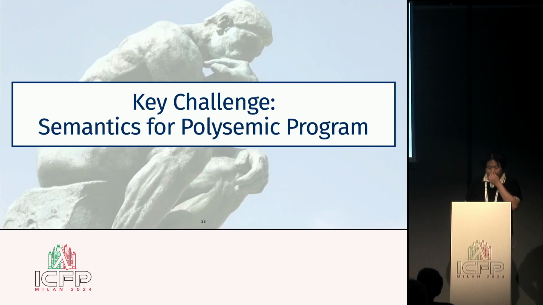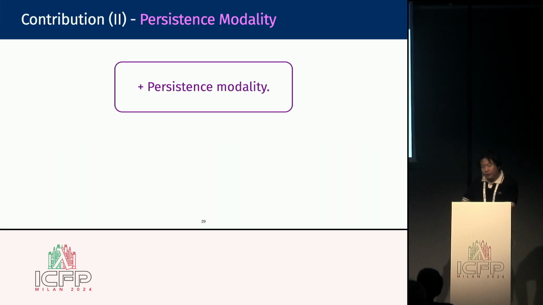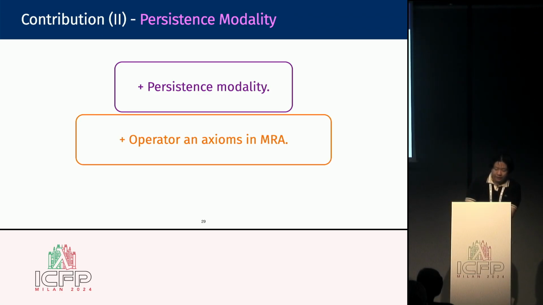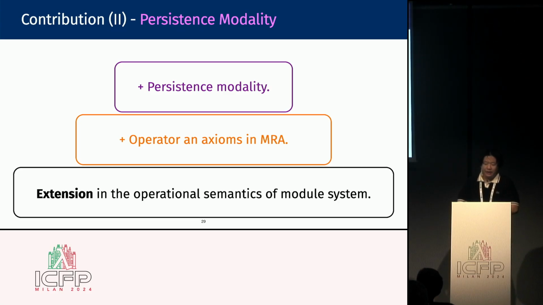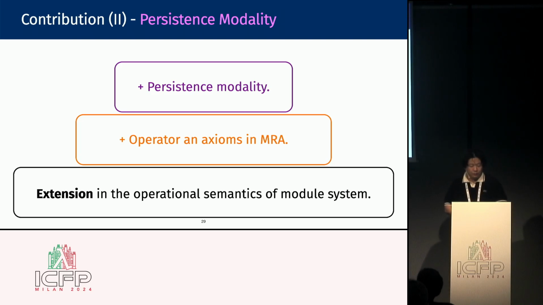Well, this sounds cool, but there cannot be a free lunch. There is something that needs to be extended. In order to add this persistence modality to our system, we need an additional operator and axioms in MRA. And at the end of the day, this boils down to extending the underlying operational semantics of the module system.